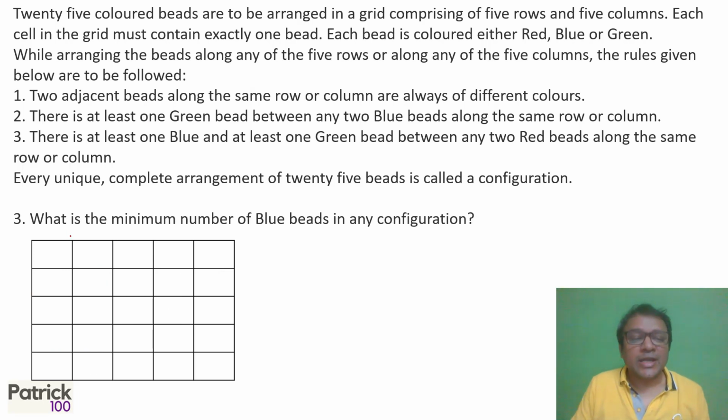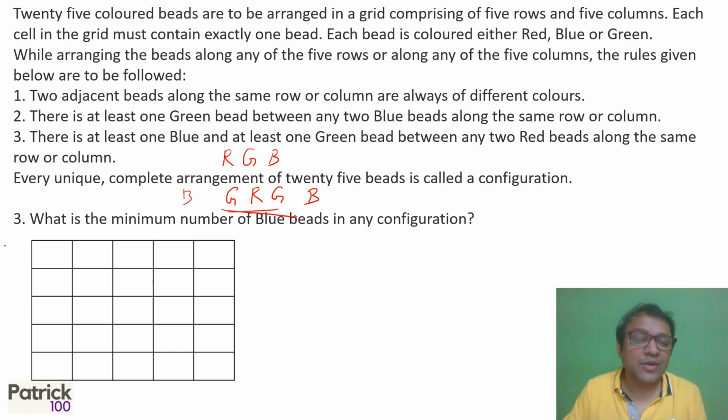Minimum number of blue beads in any configuration. So I want fewer blue beads. I can start with red. If I start with red, the second can be green. I'll have to have a blue in the third, because I can't repeat the red, since between two reds there has to be green and blue. But if I start with green, I can have a red, then a green, and then a blue will come. So between two blues, there can be at most 3 elements. So let me start with green, red, green. You will have blue only in the fourth position, not before that.